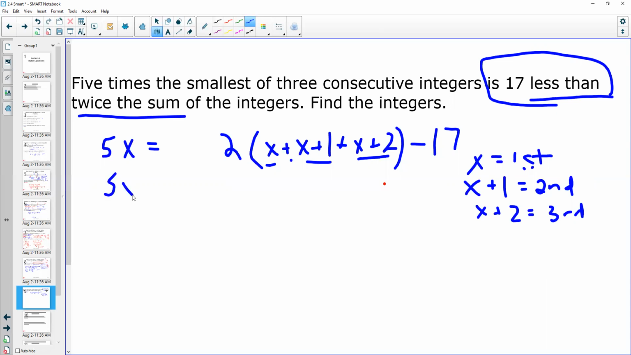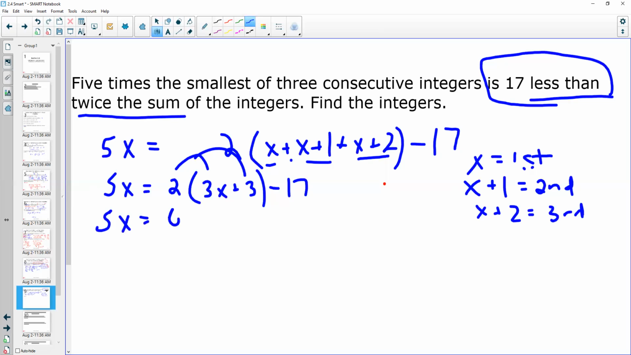We're going to do the same work we did before. 5x equals 2 times, let's see, 3x plus 3, right? Minus 17. I'm going to distribute. 5x equals 6x plus 6 minus 17. Okay, 5x equals 6x minus, I don't know, 9, 10, well, no, 11. My brain's backwards. Minus 6x.